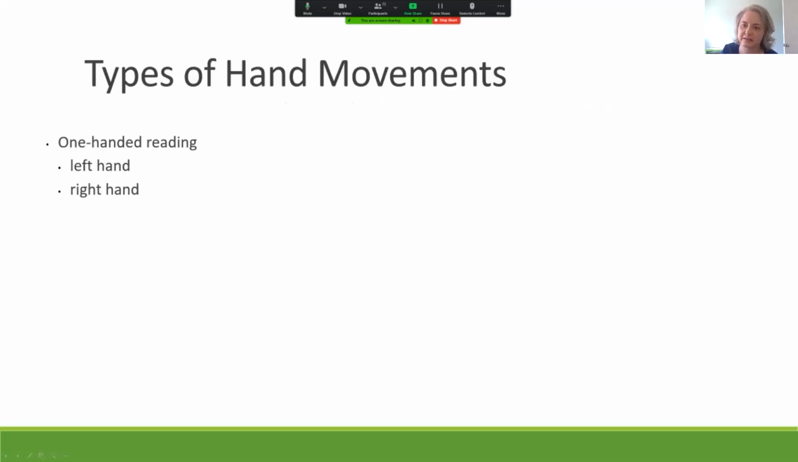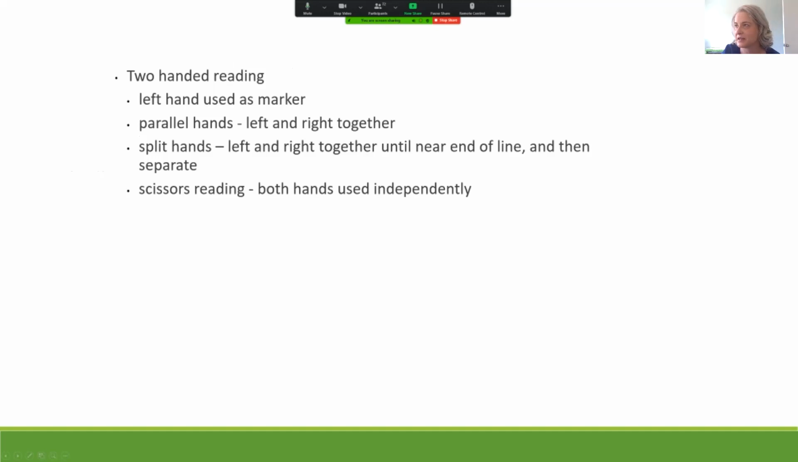Okay, so I want to take a little bit of time to go into the different types of hand movements that we're talking about when we're talking about Braille reading. So we're going to break this down into one-handed and two-handed reading. For the one-handed reading, you can read with either your left hand or your right hand. In that instance, one hand is reading, one hand is not doing anything useful. It might be holding the book in place, but other than that, it's not participating.